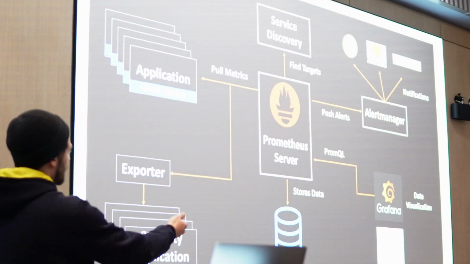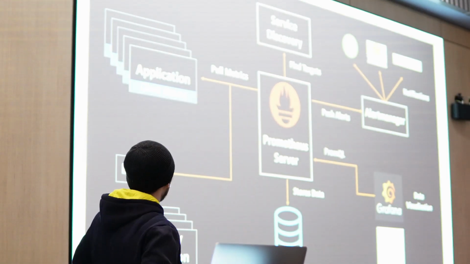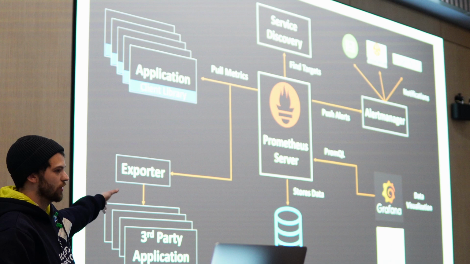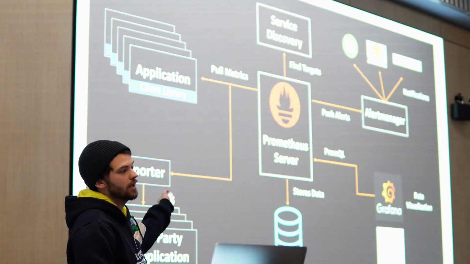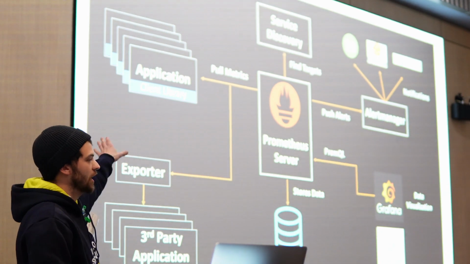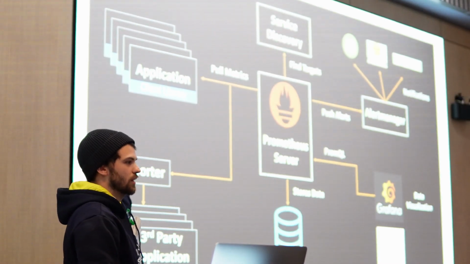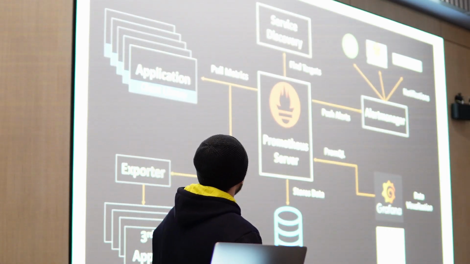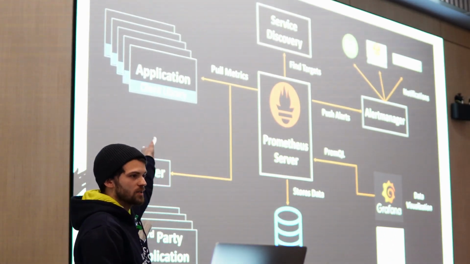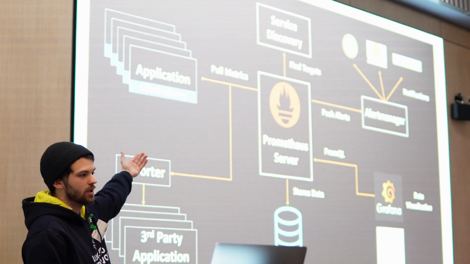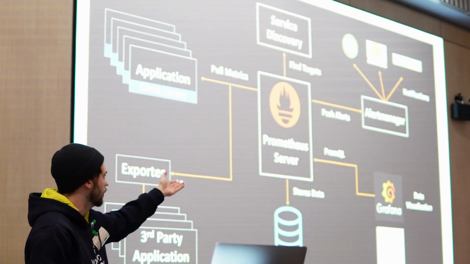Okay, so this is a Prometheus architecture. We have our application, we have our exporters, which are third parties. So maybe you're running something like Mongo databases or MySQL. There are exporters for all these technologies. And then you have your application. Maybe you're running a Flask app. Maybe you're running a Go application, Java application, and so forth.